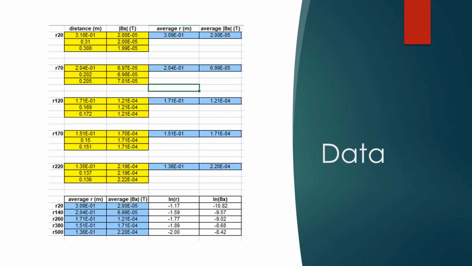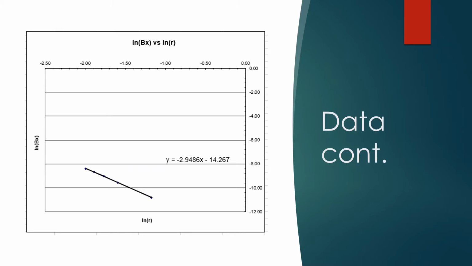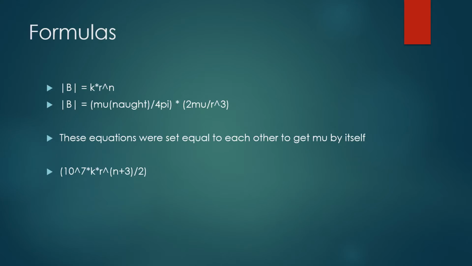On this slide, I have my raw data found for the lab. Here I have my net magnetic field that's 45 degrees off the axis from the dipole. And also here I have the graph of ln(Bx) versus ln(r), and I used this data to do the needed calculations for this lab. The two equations shown were set equal to each other to get mu by itself, which would be 10 to the 7th power times k times r to the n plus 3 divided by 2.